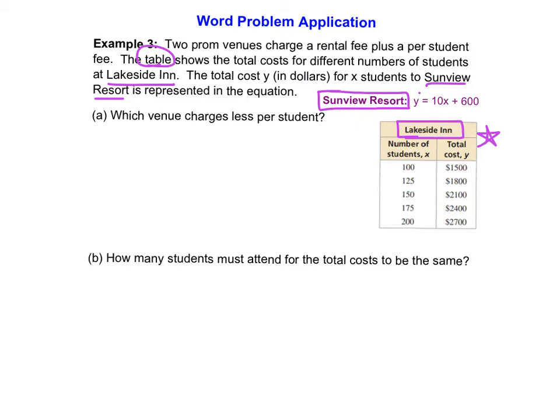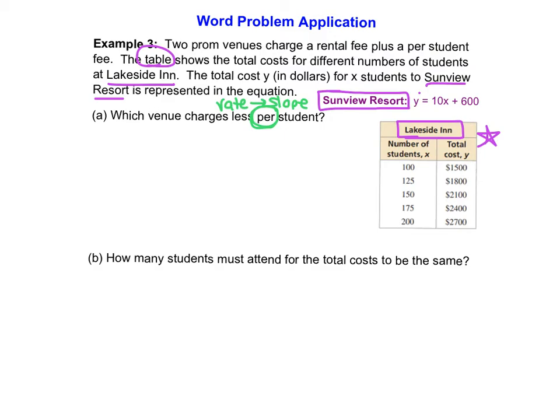So this first question asks which venue charges less per student. This word per is representing a rate. And anytime we're representing a rate like per student, that's typically talking about the slope of a line. So this question is asking which venue charges less per student, or which venue has the smallest slope.